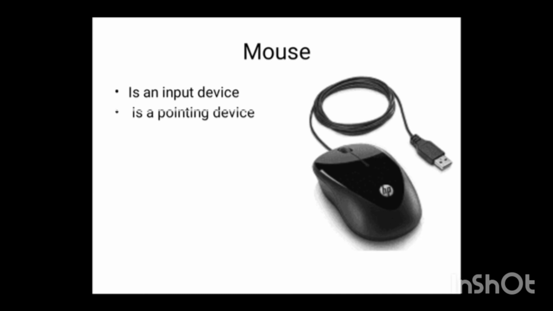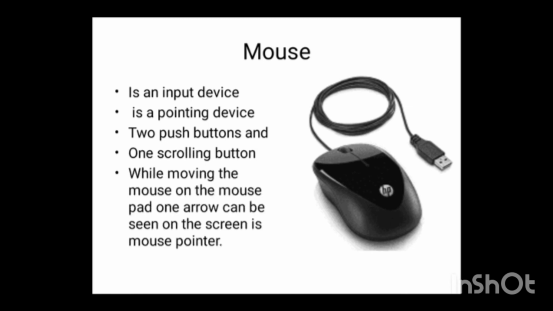Now, you can see a mouse on the screen, isn't it? Mouse is also an input device and is a pointing device. It has 2 push buttons and 1 scrolling button. While moving the mouse on the mouse pad, one arrow can be seen on the screen is called mouse pointer.